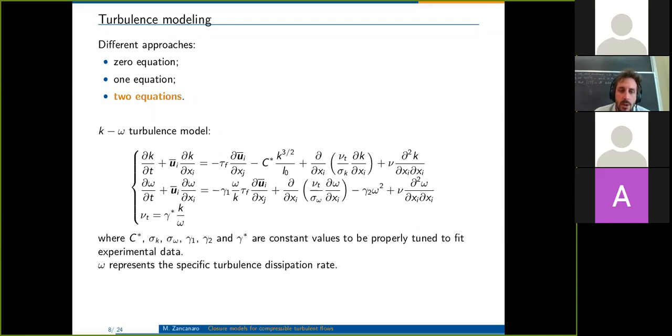You can write down these two transport equations for both K and omega, where K again is the turbulent kinetic energy, while omega represents the specific turbulence dissipation rate. And once you solve those equations, you just have to exploit this relation between the eddy viscosity and those two variables, and you are mainly done, let's say.